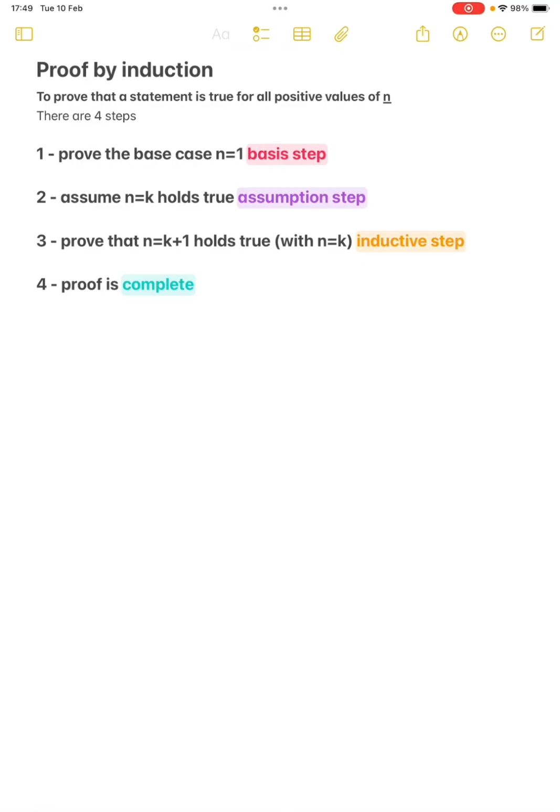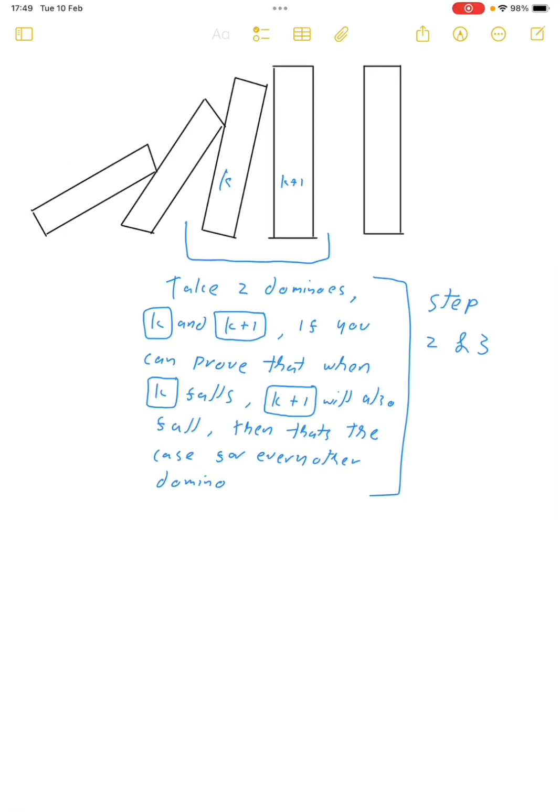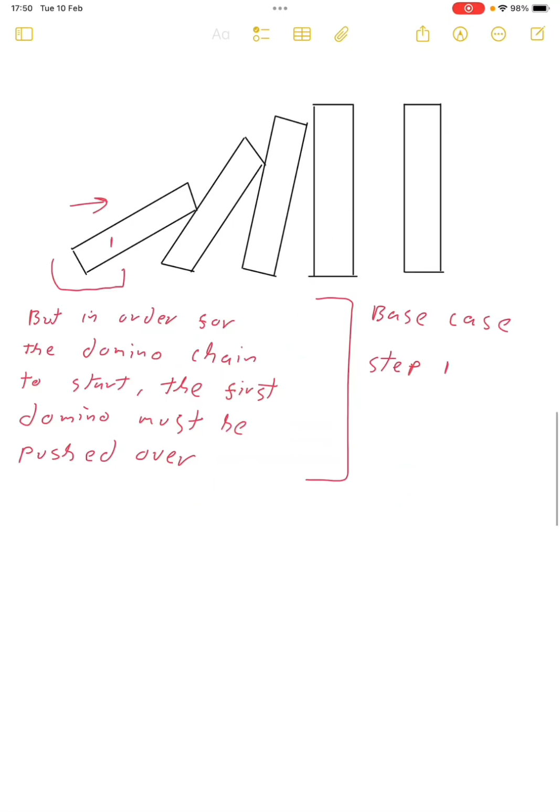Now, what is the intuition behind this? Think dominoes. So, here's a standard dominoes falling. Now, if we take 2 dominoes, k and k plus 1, if we can prove that when k falls, k plus 1 will also fall, then that should be the case for every domino. Any 2 dominoes, if the first falls, the second one will also fall. But in order for the domino chain to start, the first domino must be pushed over. This is the base case.